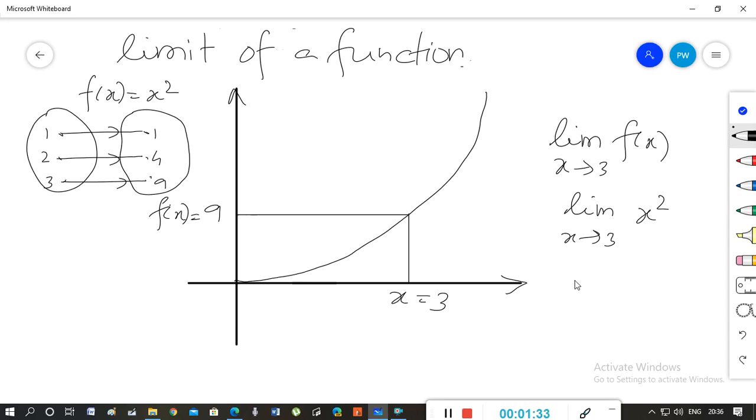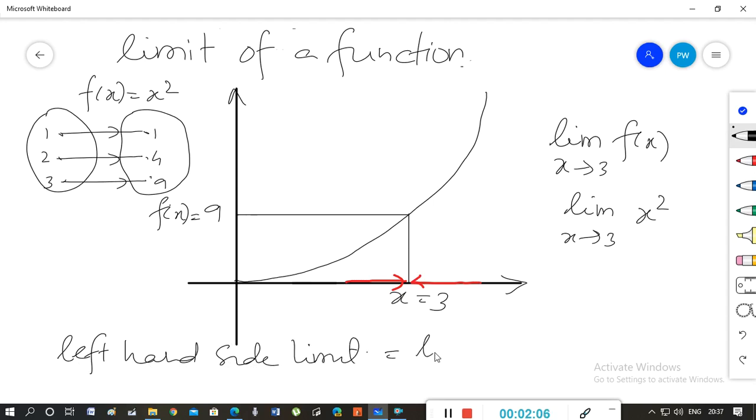First let's get acquainted with the idea of the limit of a particular function. Here, limit of x tends to 3 means that x approaches 3 either from the left hand side or from the right hand side. If x is approaching 3 from the left hand side, then I'll call that a left hand side limit.